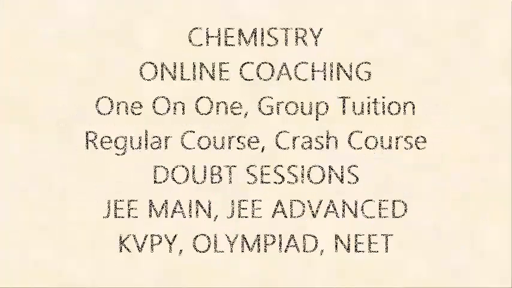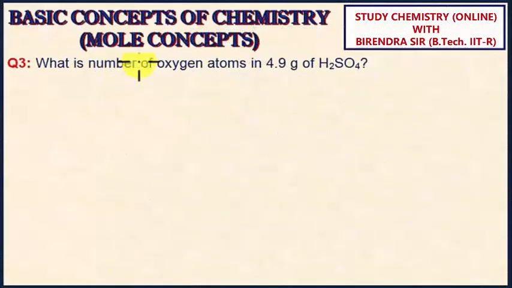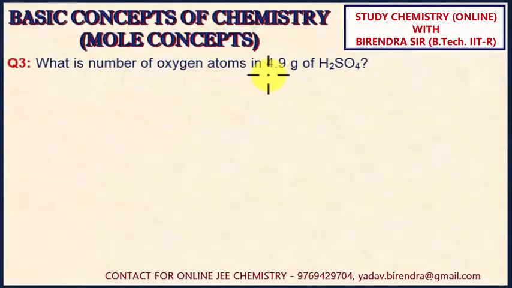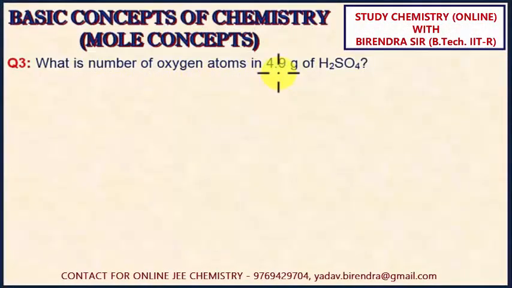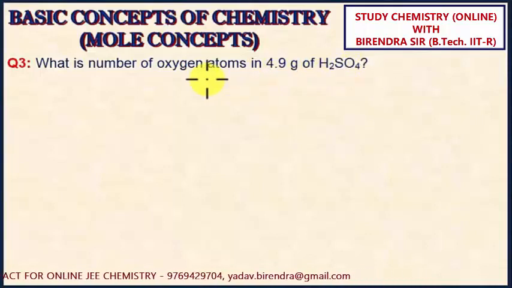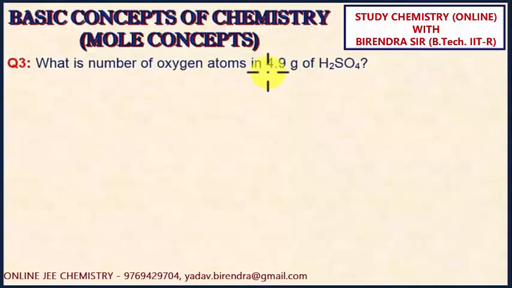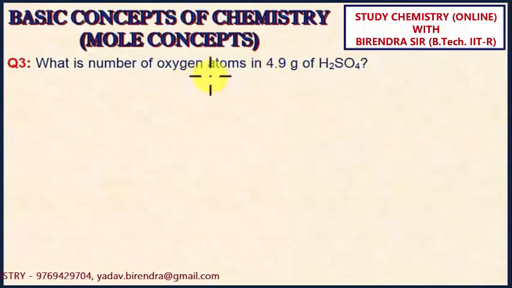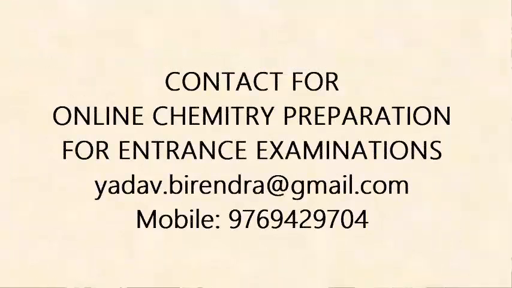Now the third question. Here the question says, what is the number of oxygen atoms present in 4.9 grams of H2SO4? The question is very similar to the previous question. The only difference is that in that question it was asked the total number of atoms, while here we have to find the number of oxygen atoms only. So again I'll use the chart to find the answer.